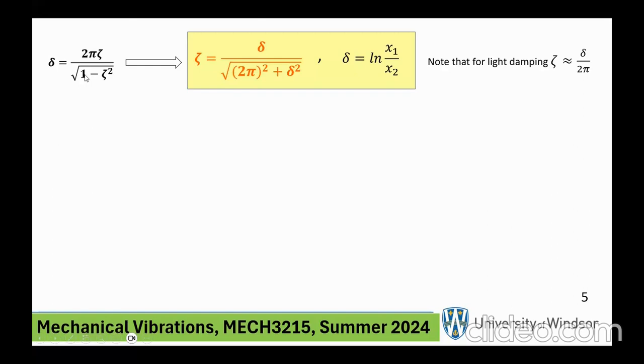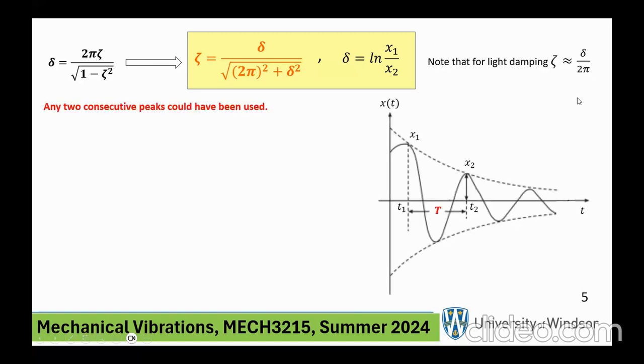So you have delta equal to 2 pi zeta right there. Delta is approximately 2 pi times zeta, and you can solve for zeta: approximately delta over 2 pi. So for light damping, 2%, 3%, 4%, 5%, the estimate of the damping ratio is just the logarithmic decrement divided by 2 pi, as a first approximation.